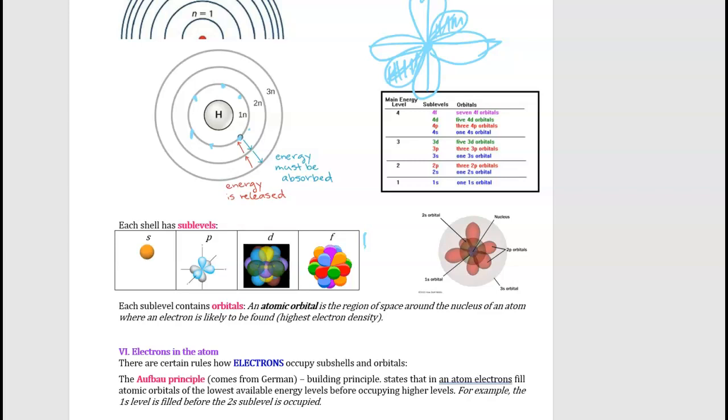For example, the 1s level is filled before the 2s sublevel is occupied. It makes sense because we can see the first level stays closer to the nucleus. That means that it has lower energy than the second level.